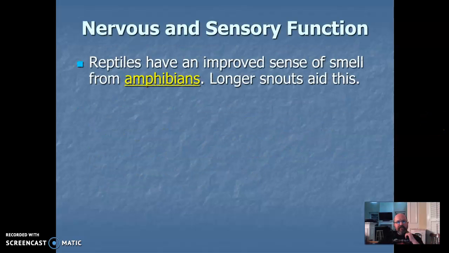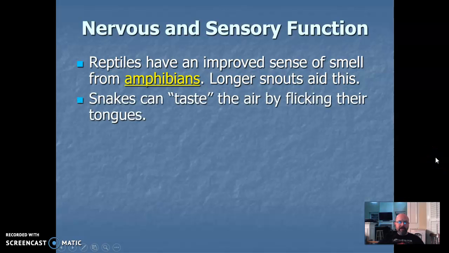Nervous and sensory function. Reptiles have an improved sense of smell from amphibians. They're spending more time out of the water, and smell becomes much more important. Longer snouts. If you look at an amphibian snout, think like a frog or a salamander, their faces are kind of short, but in a lot of reptiles, they have extended, elongated snouts. Well, that gives them a better sense of smell.